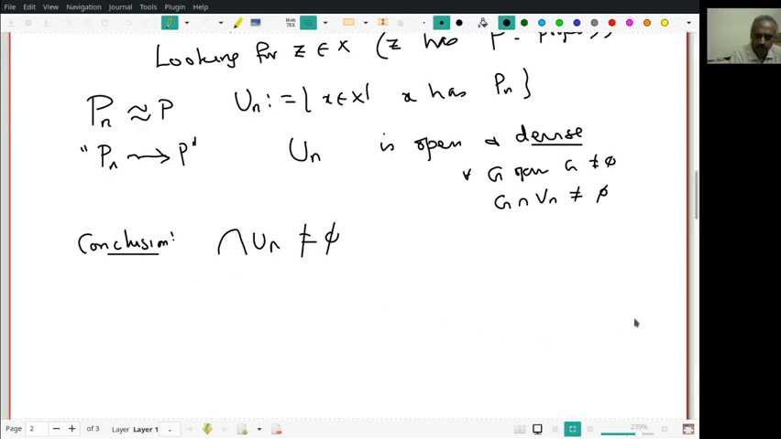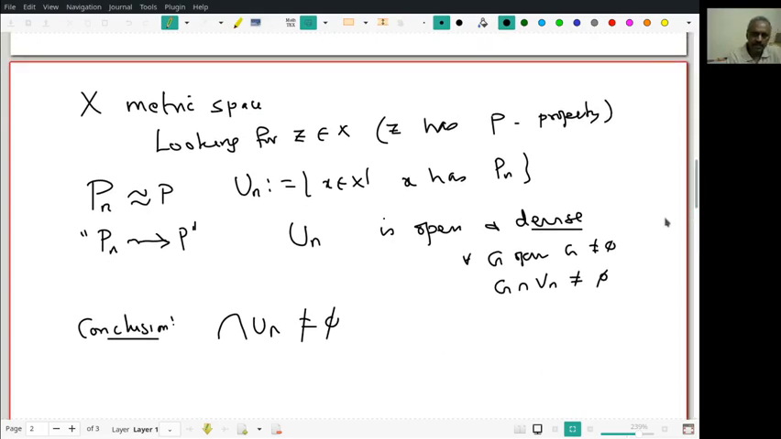So let us go back. What I am saying is, I want to look for Z which solves some problem. That's a property P. Then what do I look for? I look for properties Pn which are very close to P. As n becomes very, very large, I expect Pn to be very close to P. Then let us look at the set of elements X in capital X which satisfy Pn.